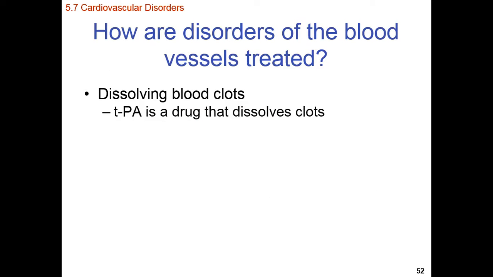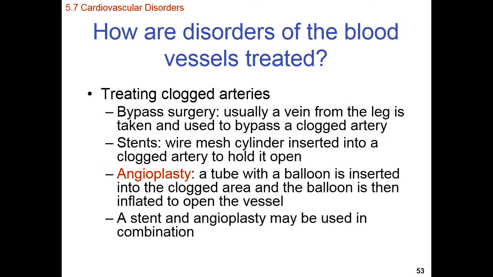How do we treat these disorders of the blood vessels and bloodstream? Well, one thing we can do is dissolve blood clots as they form. TPA is a very specific drug that has been designed to help dissolve clots by speeding up the clot dissolving cascade. If the artery's been clogged, we can have some surgical interventions.